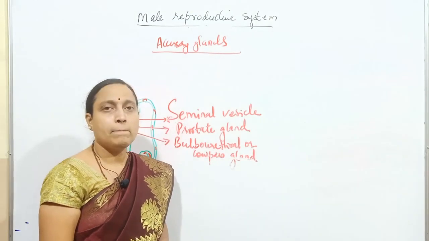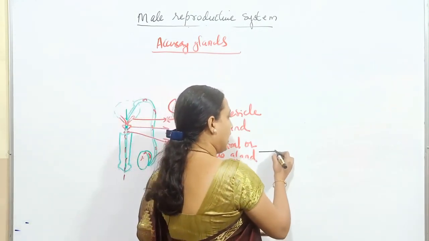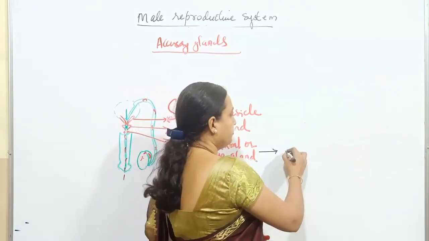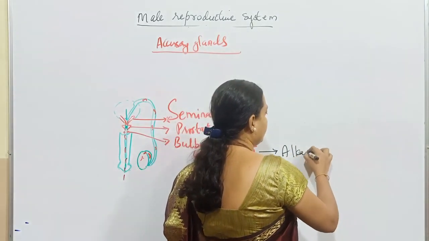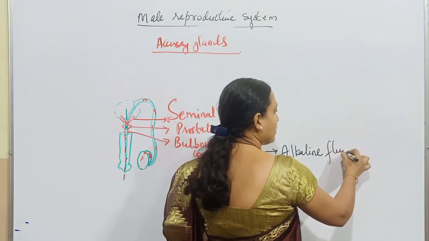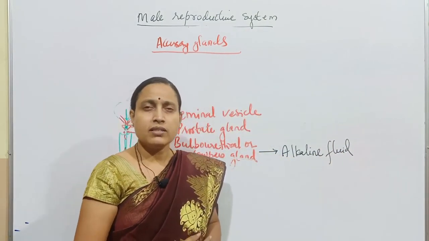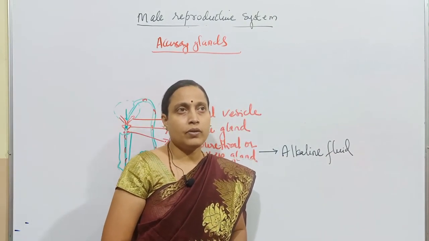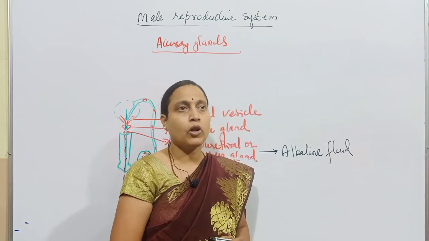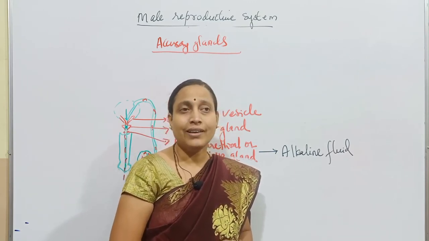The next gland is the bulbourethral gland. Now the bulbourethral gland is going to secrete alkaline fluid. Just like the seminal vesicle, it is also going to release alkaline fluid. Now what is the use of the alkaline fluid? It is definitely to balance the acidity in the female reproductive tract or within the acidic environment within the urethra.